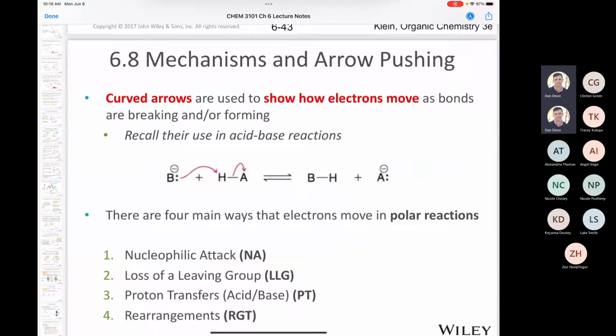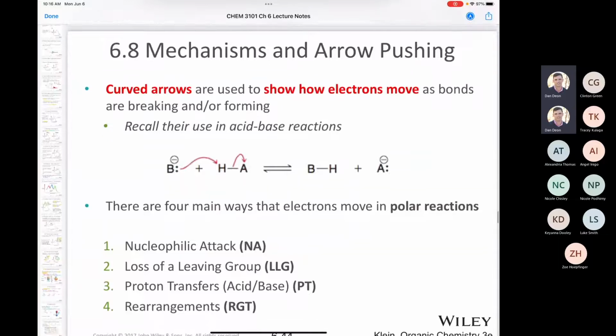Alrighty, so now we're on to section 6.8, which deals with mechanisms and arrow pushing. And we drew curved arrows in chapter 2 that showed resonance. However, that just showed the delocalization of electrons around a molecule or ion, whereas the curved arrows that we're going to use here are used to show how electrons move as bonds are being broken and bonds are being formed. Remember, this is not what we did in chapter 2. We were just showing electron delocalization. Now we're actually showing bonds being broken and formed.